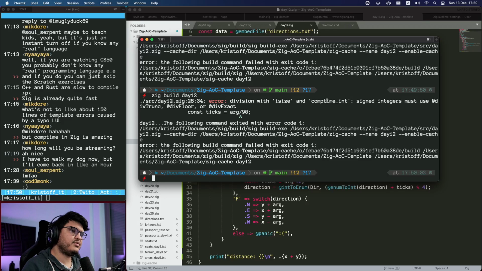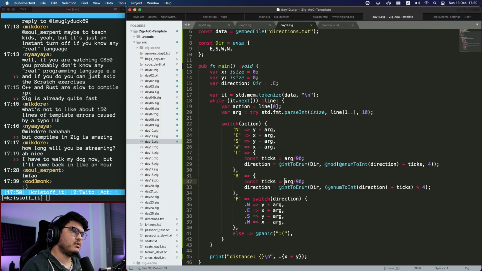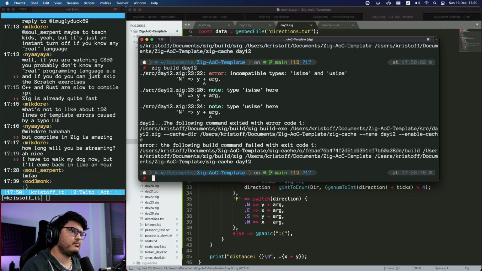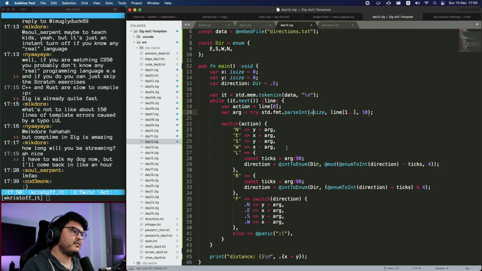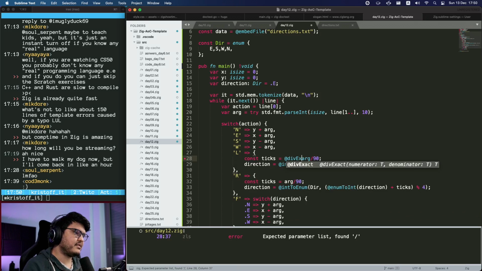Inside the integer, we use div trunc, div floor, div exact. Well, you know what? This can be a usize. Is this better for you? Incompatible type, isize and usize. God damn it. Okay, let's go back to isize and let's fix this then. Div exact. I'm expecting this to be a perfect division.